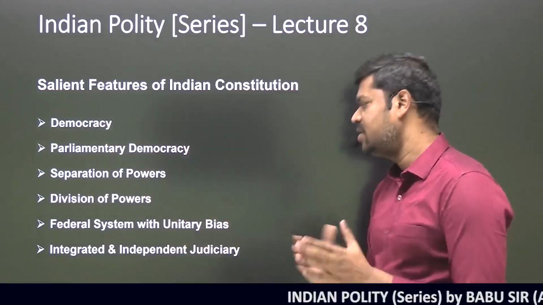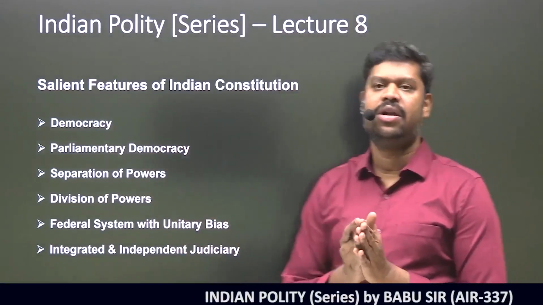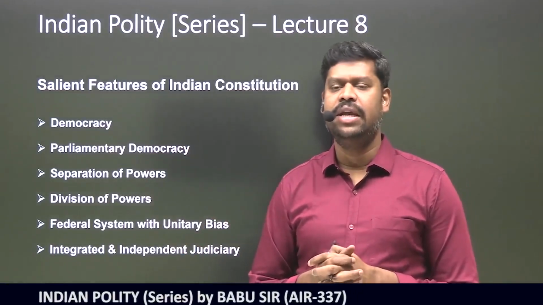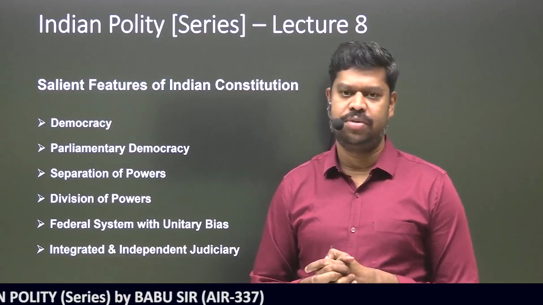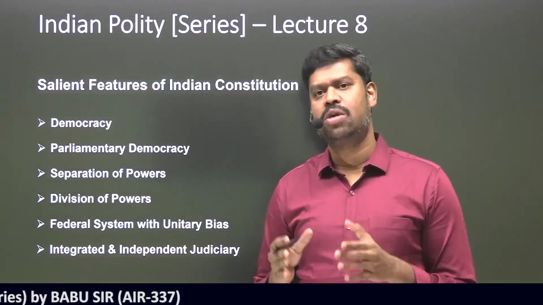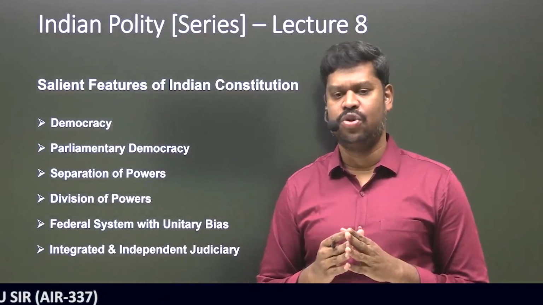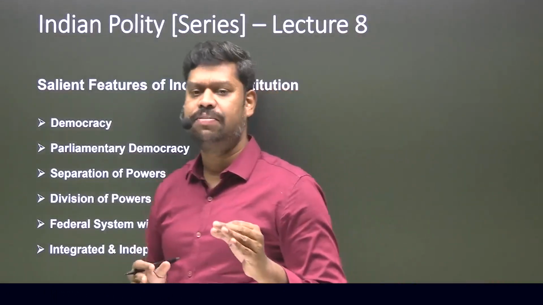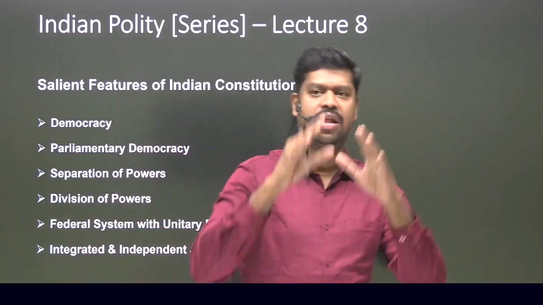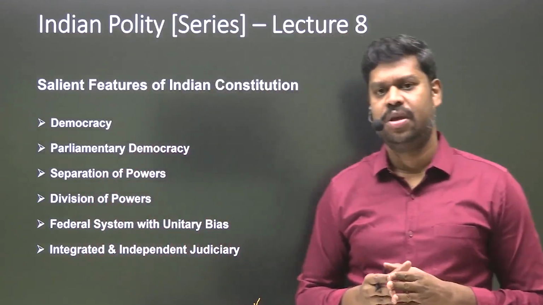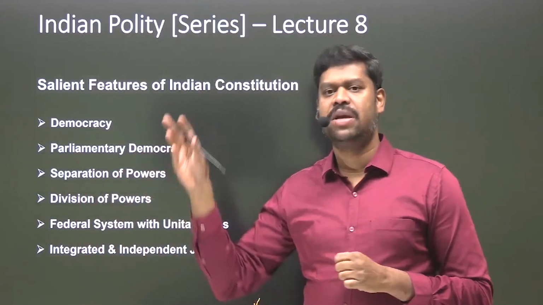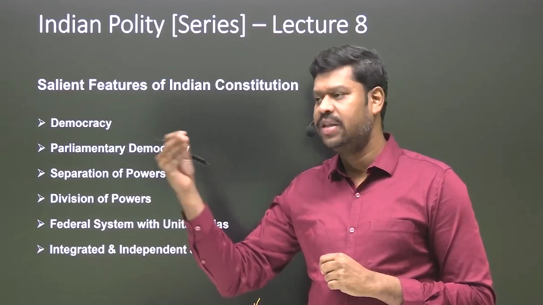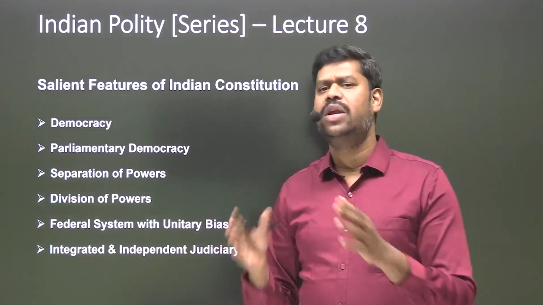And then the next thing is integrated and independent judiciary. Very, very important thing. So what do you understand by integrated and independent judiciary? Let me first talk about what an independent judiciary is. An independent judiciary is independent of the other two organs of the state. That means, can the judiciary be controlled by the executive? No. Can the judiciary be controlled by the legislature? No. Not in their day-to-day functioning.